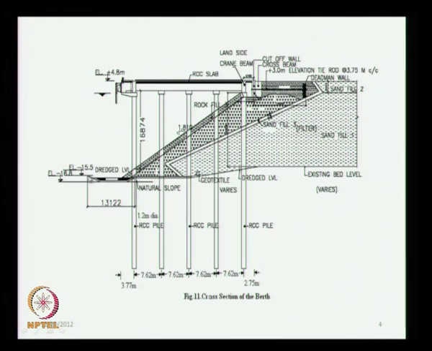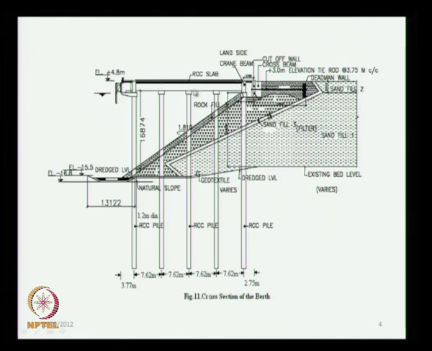The dredge level is about minus 15.5, and here we do not have any diaphragm wall. We are having a sand fill, then we have a rock toe embankment. This natural slope that will form will be about 1:3, and we make it steeper, 1:1.8.